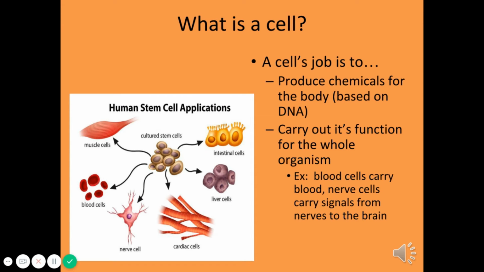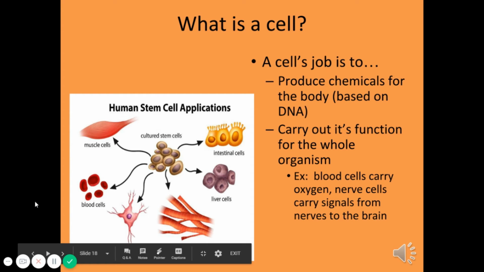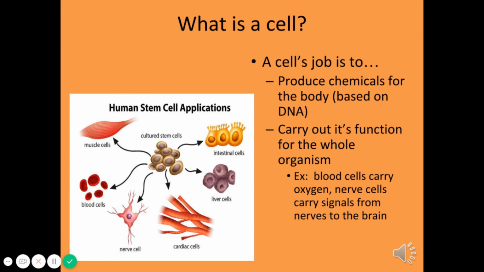All right, what does a cell do? A cell's job is to produce chemicals for the body based on the DNA, and it's carrying out its function for the whole organism. So, for example, blood carries oxygen throughout the body, and nerves carry signals from nerves to the brain. So, all of these different cells have a certain function, and they're designed specifically to carry out that function.